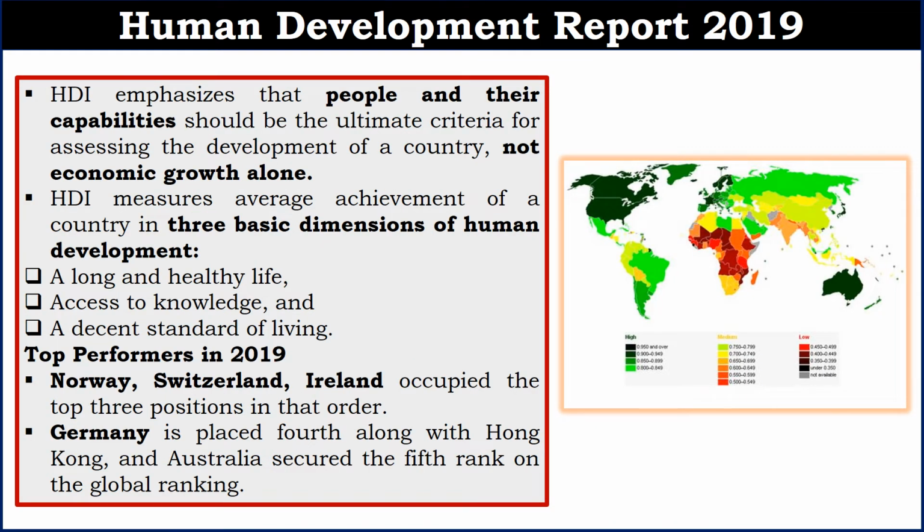Human Development Index focuses on people and their capabilities. It argues that countries' development should not be measured in terms of economic growth alone. There should be consideration for people and their capabilities. Human Development Index measures 3 dimensions: long and healthy life, access to knowledge, and decent standard of living. So this is the base for HDI, Human Development Index. You can remember these dimensions. This is very important for the examination.